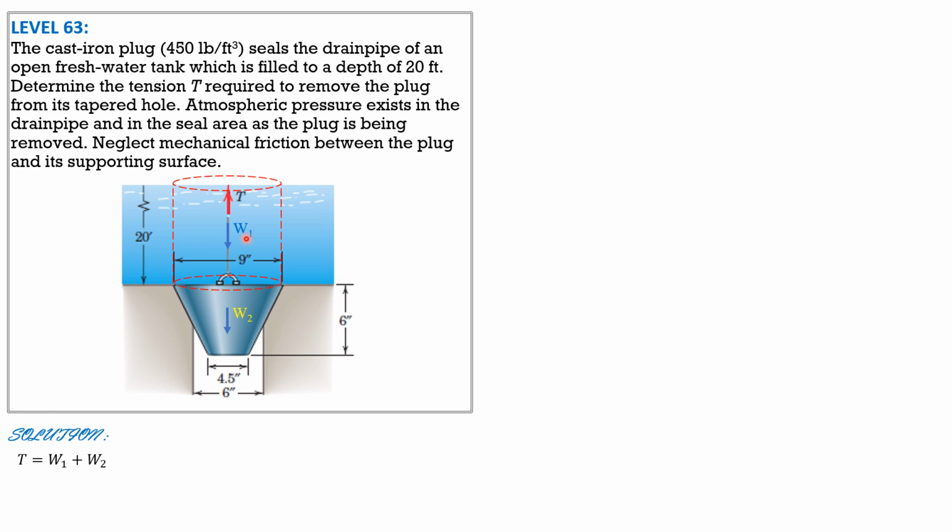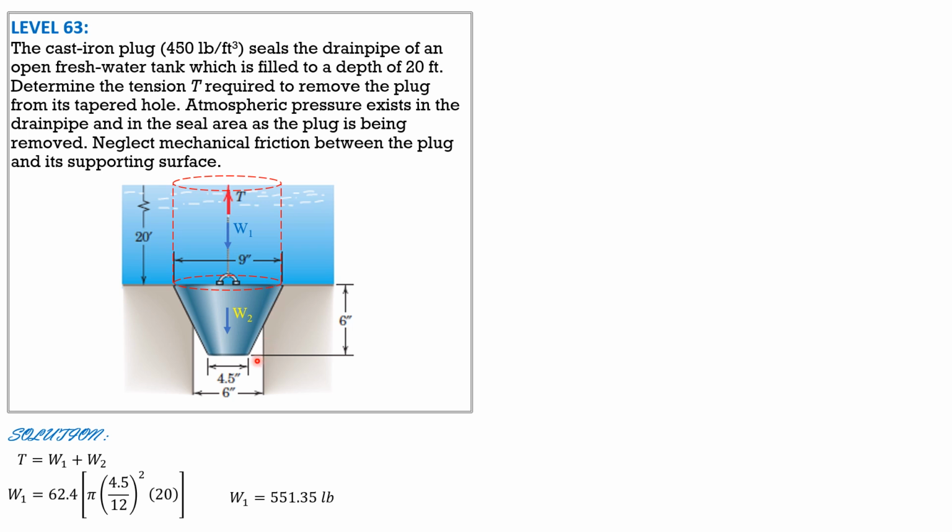where weight 1 is specific weight of fresh water, which is 62.4 pounds per cubic foot, times volume, and the volume is volume of this cylinder, pi times radius 4.5 inches, so 4.5 over 12 squared, times depth 20. So weight 1 is 62.4 pi 4.5 over 12 quantity squared times 20. So weight 1 is equal to 551.35 pounds.